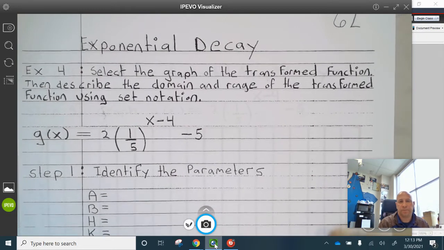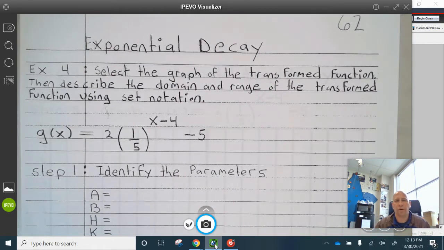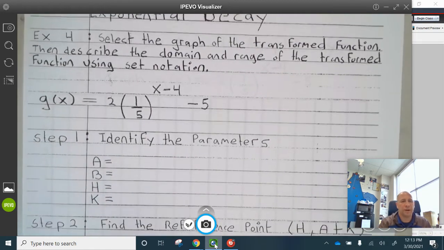Example 4. Select the graph of the transform function, then describe the domain and range of the transform function using set notation. So g of x equals 2 times (1/5) raised to the x minus 4, minus 5. Step 1, identify the parameters.